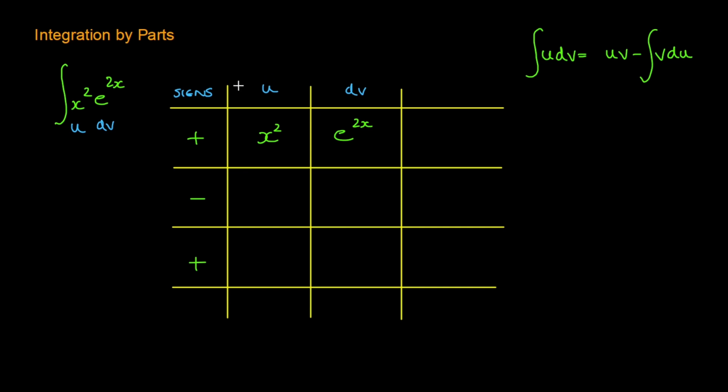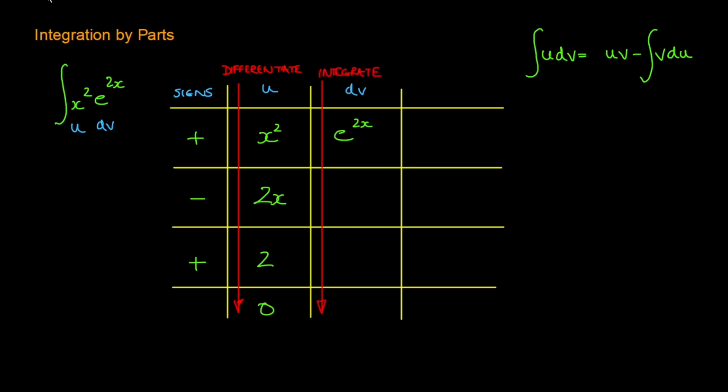You'll see how that comes in very useful later. So let's sort out this first column. Down this first column, I'm going to differentiate. So each new row will be the differential of the row above. So this is 2x, this is 2, and this will be 0. You differentiate down until you get a 0. And you won't be surprised that in the second column, when we go down the rows, we integrate. Let's fill in these. This is the hardest part of this method, to just do these differentials and do these integrals.